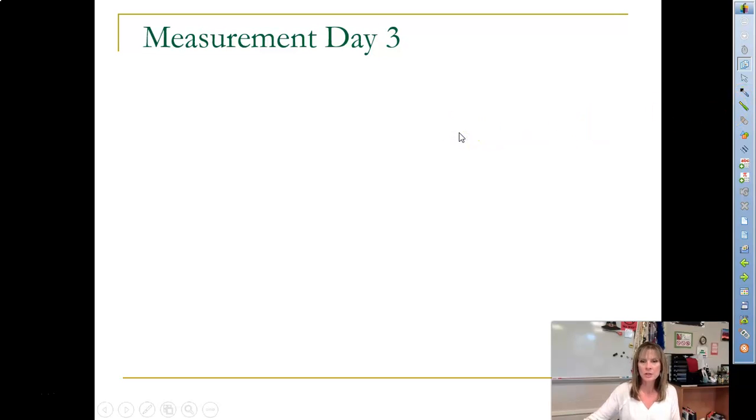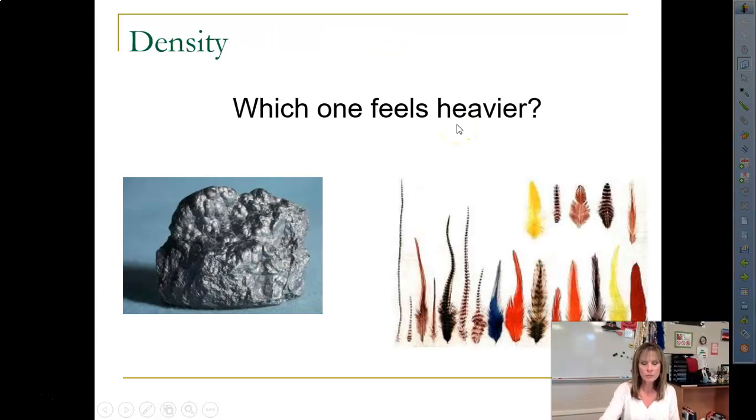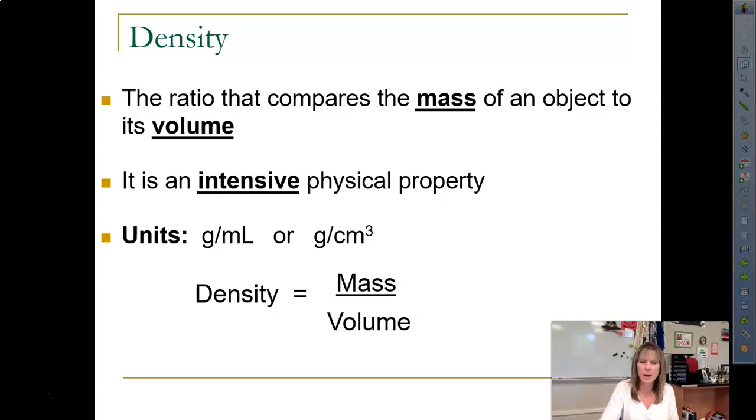So for this unit, what we'll be doing for measurement, first thing we'll be talking about is density. Which one of those do you think would feel heavier, a rock that weighs a pound or a bunch of feathers that weighs a pound? Well, it would actually weigh the same, of course, but the volume would be different. The volume of a pound of feathers would be really huge, but a rock that weighs a pound isn't really all that heavy. So density kind of helps us make sense of some of that.